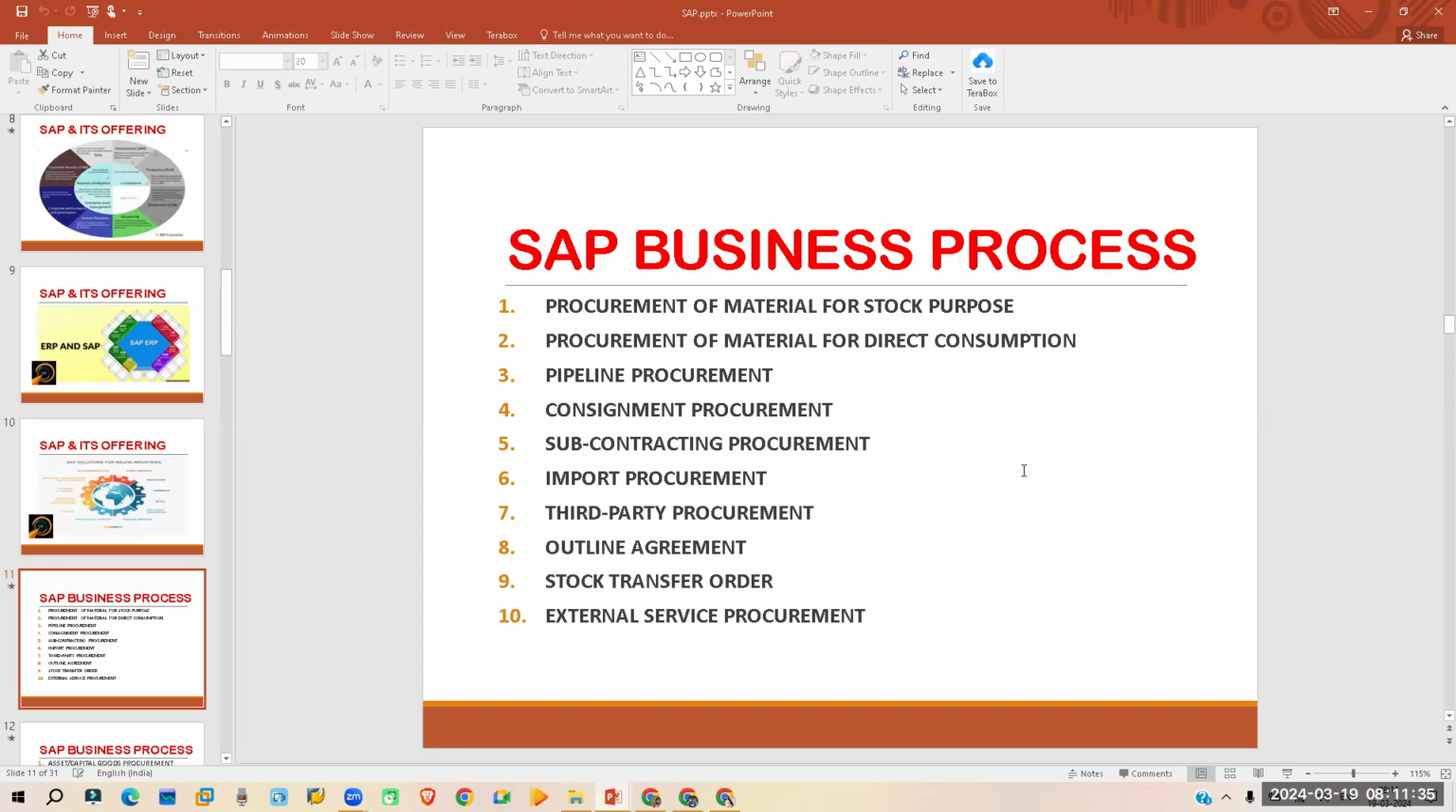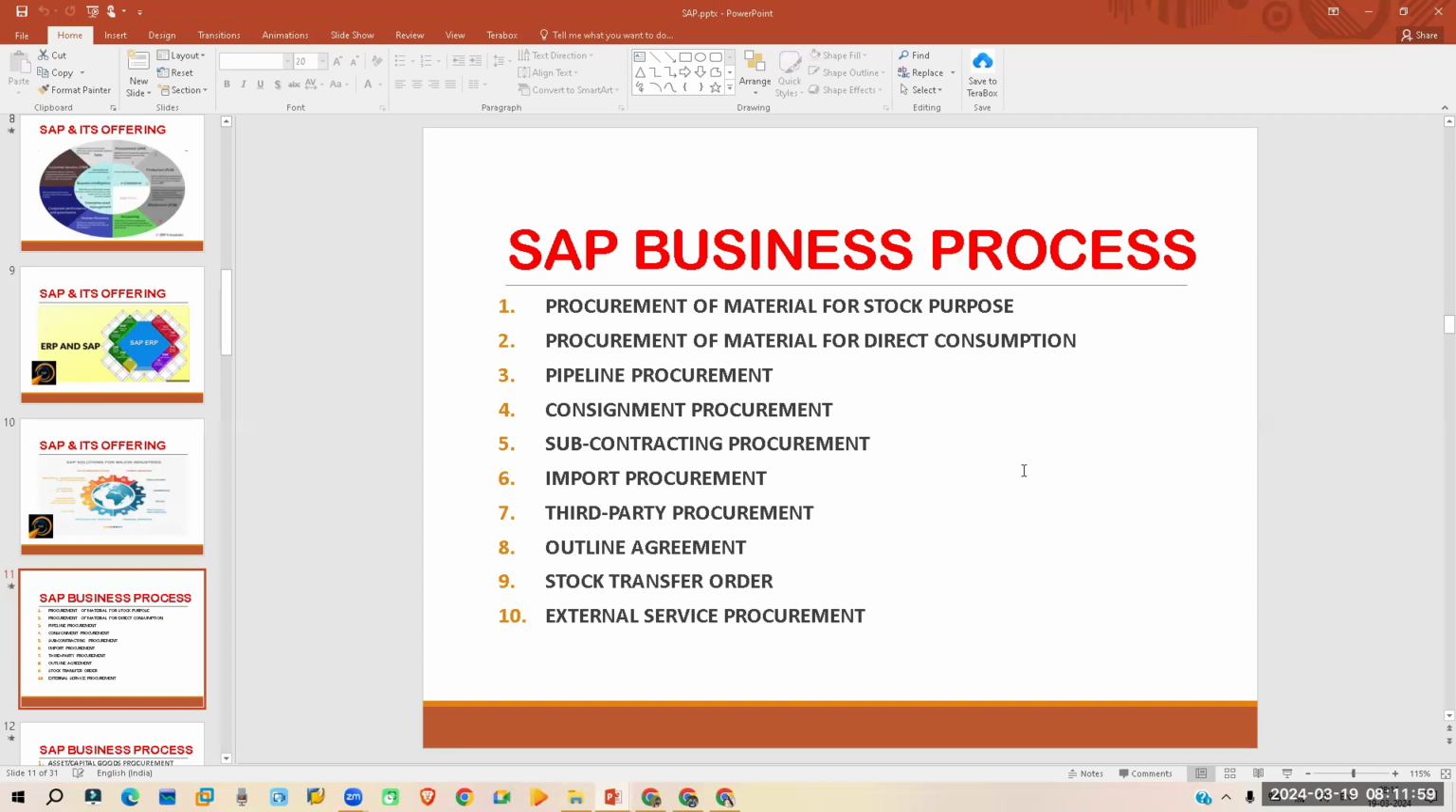They take the raw material, manufacture the charger, and send it back to you, and they charge the manufacturing cost. So you are not doing it yourself; rather, you are giving a contract to some person, and they are doing it for you. So this is called subcontracting procurement.